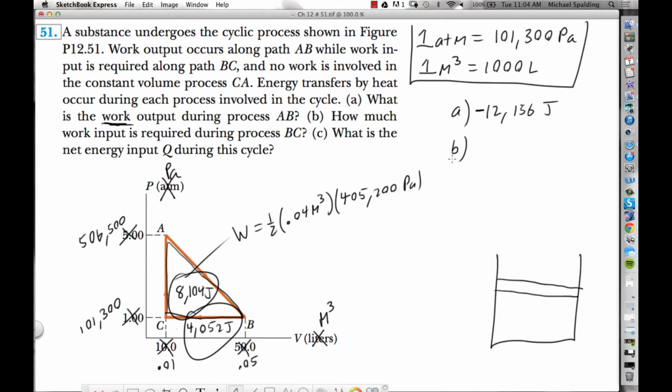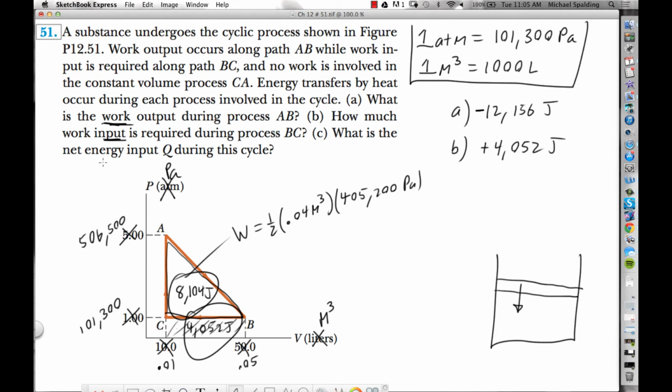Okay, B. If you're given a pressure volume graph and they ask for work, it's the area under the graph. Well, output is input. Input would just be like B to C is input, right? Okay, so B, how much work? Here they're saying input. How much work input is required during the process BC? So look, why are they saying input? Because B to C, what happens to the volume? It goes down, right? The volume gets smaller, that's work going into the gas. So the answer is this right here, 4,052 joules, positive. They're asking for the work done from B to C, so that's the area under that.